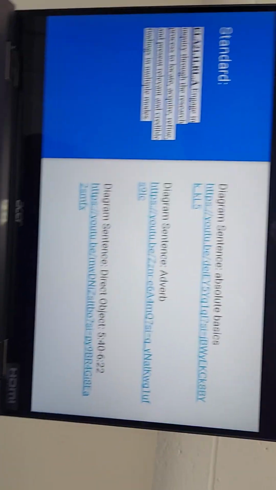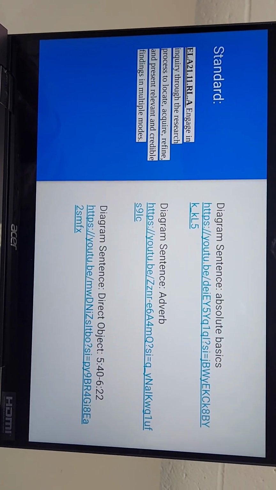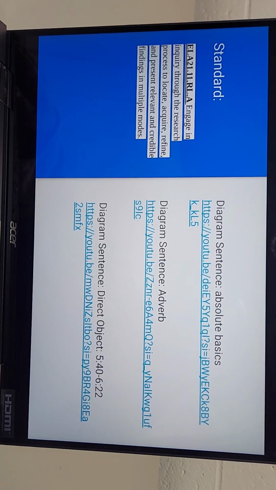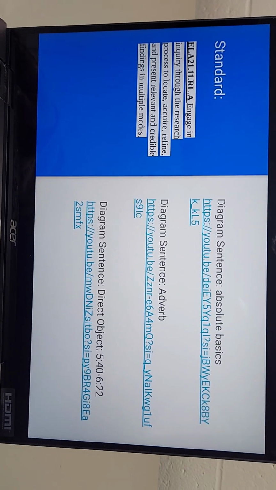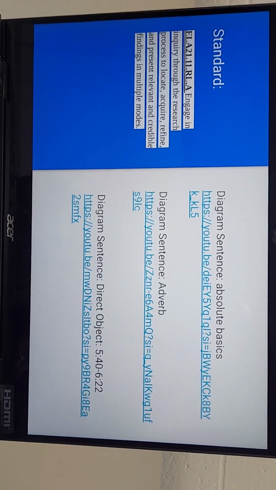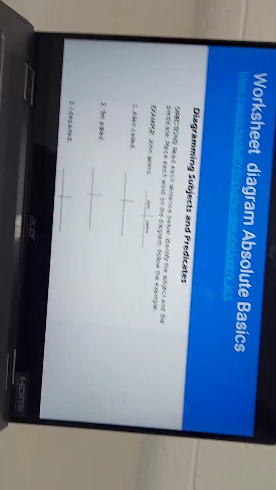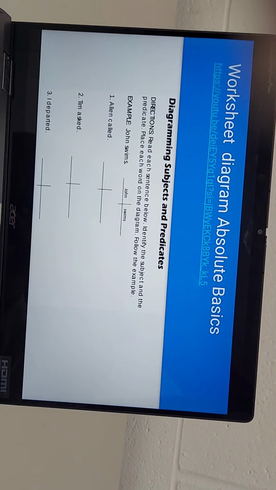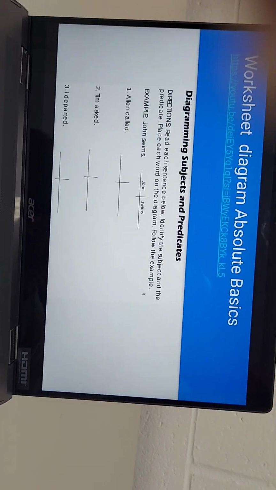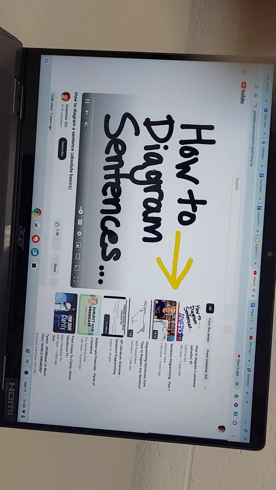The next standard is diagramming: to engage and inquire through the research process to locate, acquire, refine, and present relevant, credible findings in multiple modes. Before we start with diagramming, what we did with subject and verb is called diagramming. We're gonna look at a short video real quick.